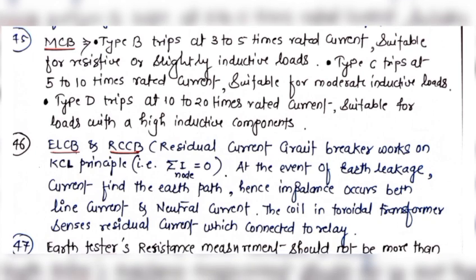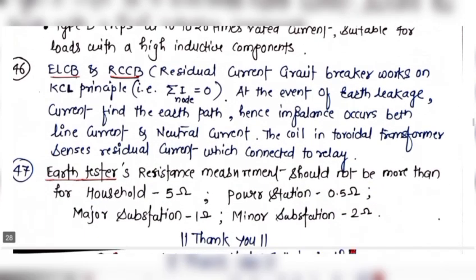MCB type B trips at 3 to 5 times rated current, suitable for resistive or slightly inductive loads. Type C trips at 5 to 10 times rated current, suitable for moderate inductive loads. Type D trips at 10 to 20 times rated current, suitable for loads with high inductive components.